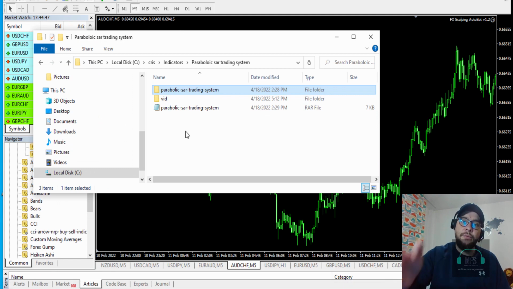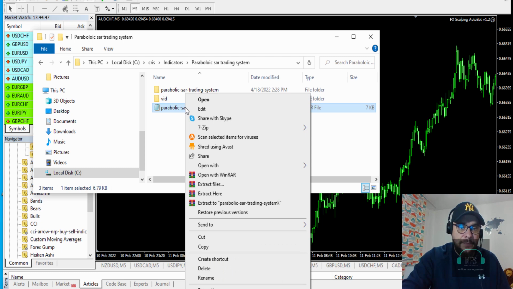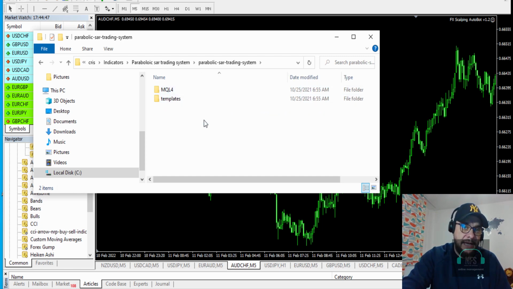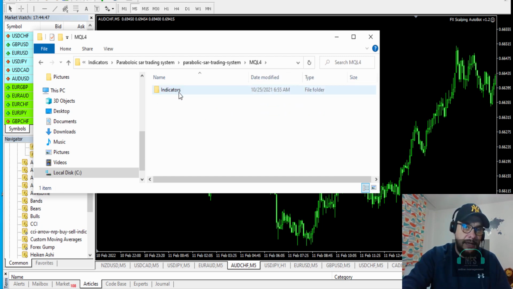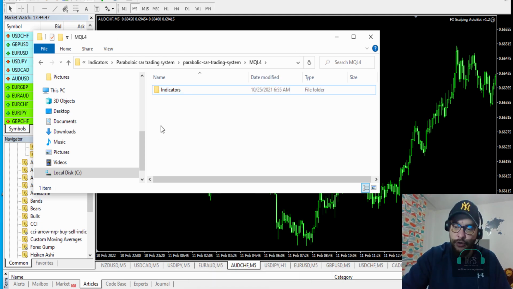So you'll see, when you download this indicator, you'll have a file like this one. It is a RAR file. You need WinRAR in order to unarchive this folder. Go ahead, Google it, and download it on your computer. Then right click on it, extract file here. You'll see a normal folder like this one with Parabolic SAR. Open it, go to MQL, and then copy the indicator folder and paste it in your MT4 platform. You know all the steps.